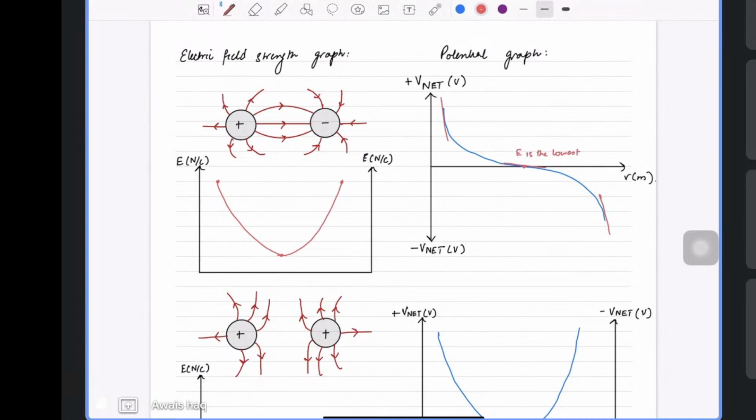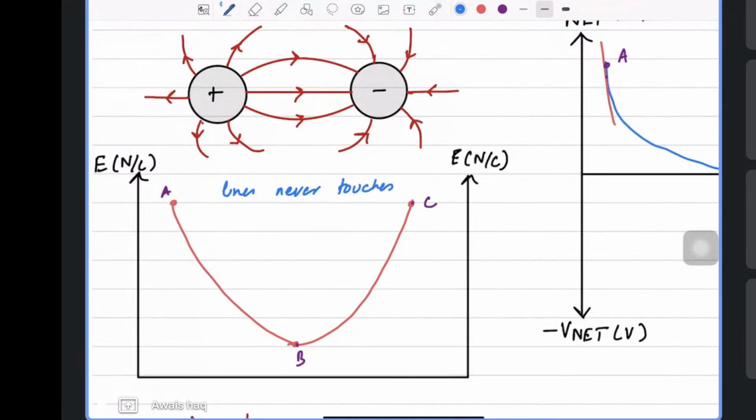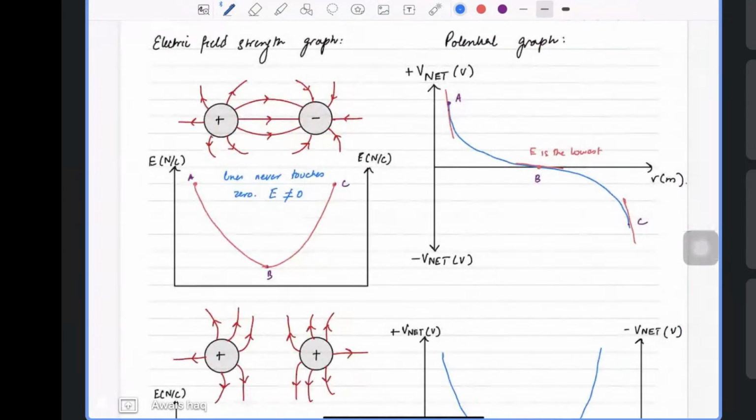So I could just point out, from a different colors, that this point is, let's suppose, A, this point is B, this point is C. So that would mean this is A, this is B, and this is C. And just remember that the line never touches 0, because electric field is never 0 in this part.